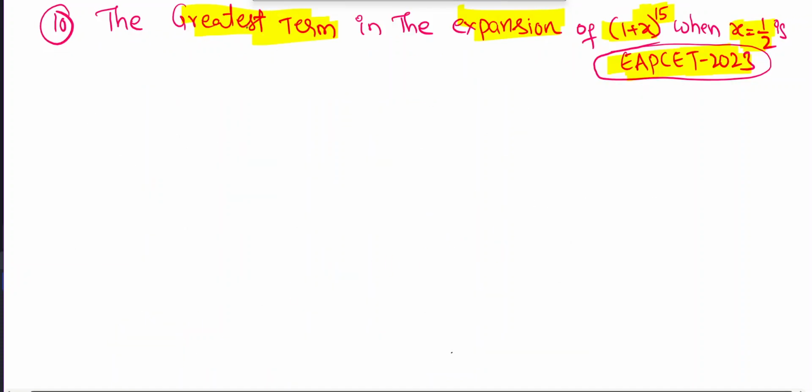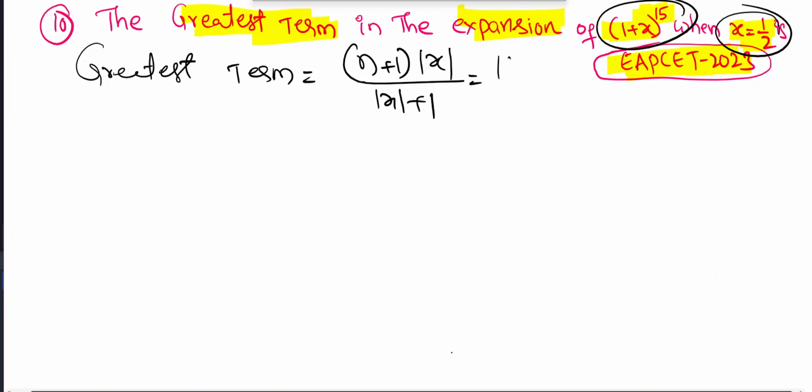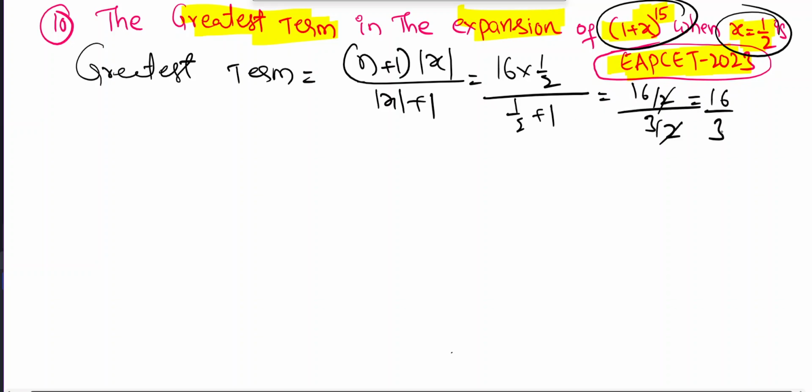This is 10th question. The greatest term in the expansion of 1 plus x whole power 15 when x is equal to 1 by 2. This is AP 2023 question. We know that greatest term is equal to, this is the formula, n plus 1 into mod x by mod x plus 1. Here n value is 15. 15 plus 1, 16 into mod x value, 1 by 2 by 1 by 2 plus 1. That is equal to 16 by 2 by 1 by 2 plus 1 is 3 by 2. 2 cancel. That is equal to 16 by 3 is equal to 5.33. That means the sixth term. This is sixth term is numerically greatest.